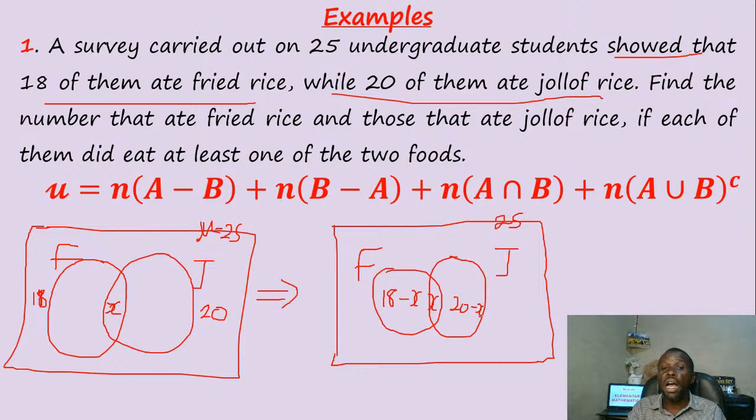Because I want to know those that only ate jollof rice, not that they are eating the two at the same time, or they ate the two. So they ate one particular food. So 18 minus X are those that ate only fried rice, they did not eat jollof rice. And 20 minus X are those that ate only jollof rice, they did not eat fried rice. X is the number of those that tried to eat fried rice and jollof rice.